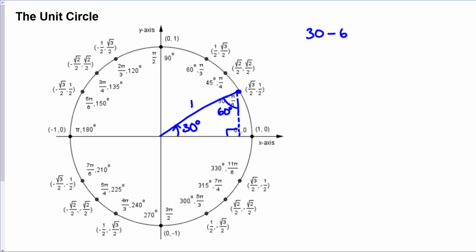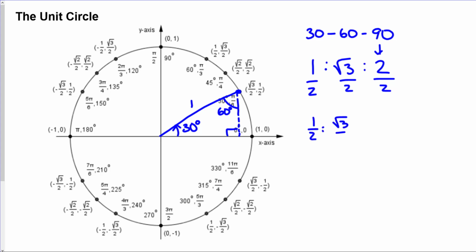On a 30, 60, 90 triangle, we know the ratio of the sides to be 1, square root of 3, 2. Now, the side opposite my 90 degree angle is 1. It's not 2. So to make it 1, I'm just going to divide all of these by 2. So that tells me 1/2, square root of 3 over 2, and 1.